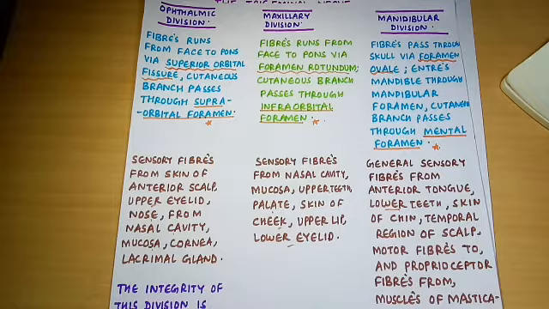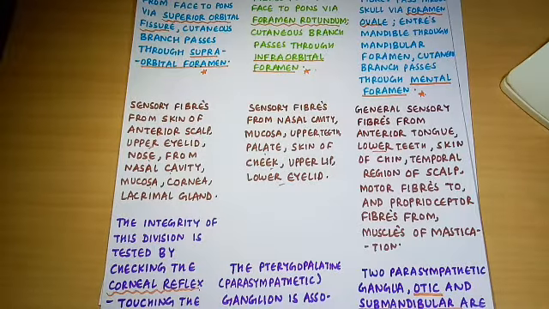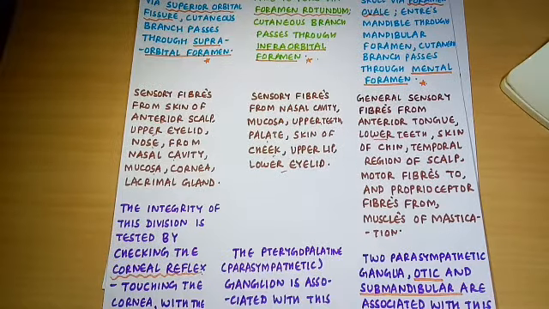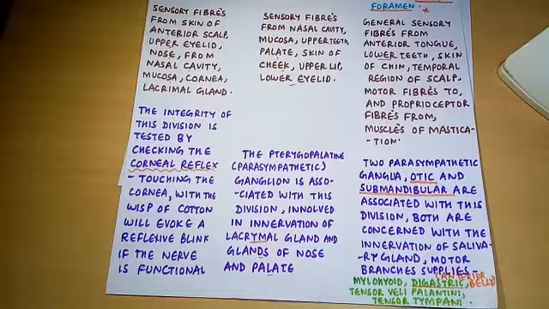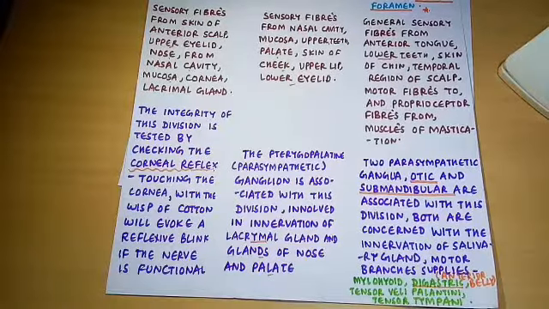If we are testing whether the ophthalmic division of the trigeminal nerve is functional or not, we check for the corneal reflex. So what does the corneal reflex mean? In the corneal reflex, we touch the cornea with the help of a wisp of cotton. It will evoke a reflexive blink. If the eye is blinking, then this ophthalmic part of the trigeminal nerve is functional.